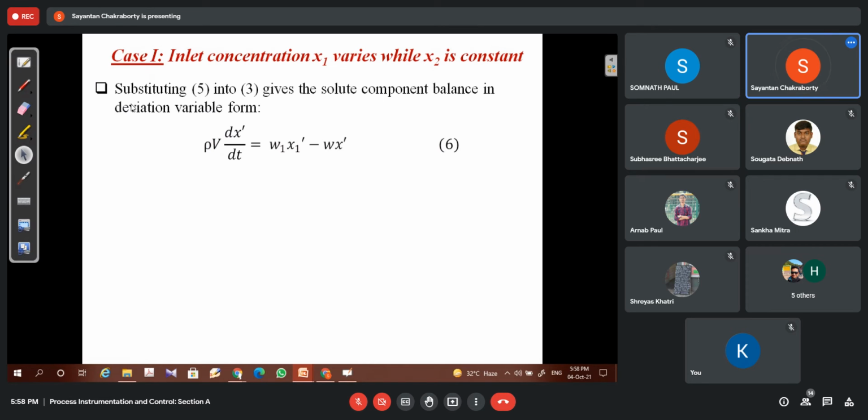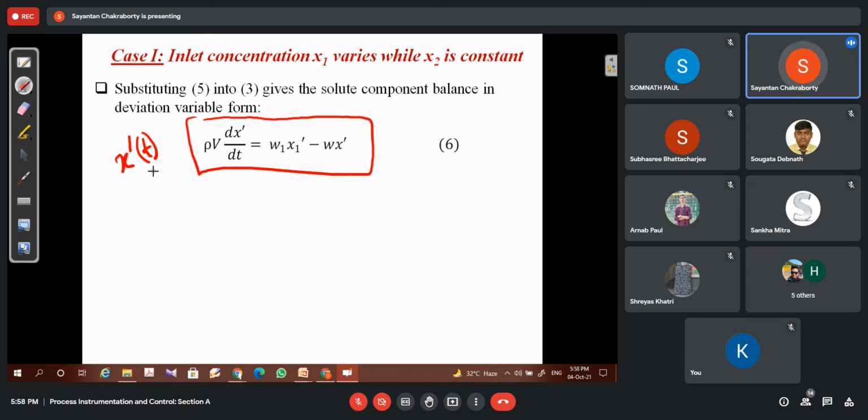So this is the component balance equation in terms of the deviation variable. See, this is a uniform equation. The variation of x prime is a function of x1 prime. So what we have to find out from this? We have to find out the expression for x prime, or you can say x prime of t.